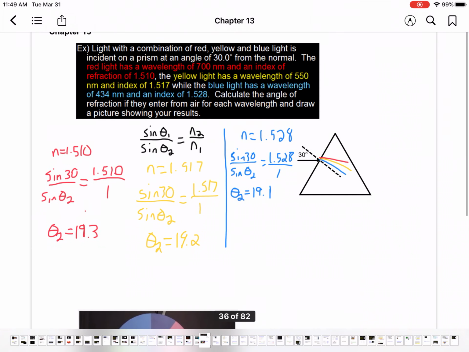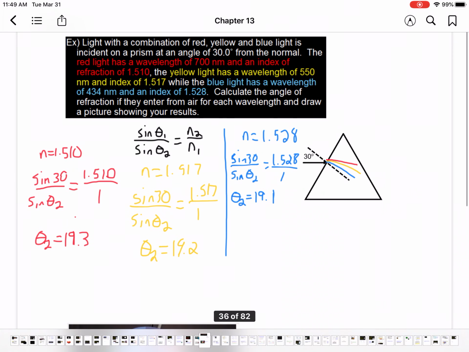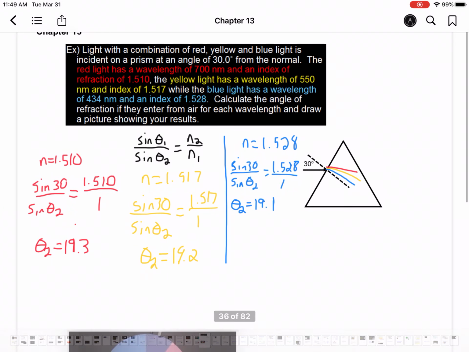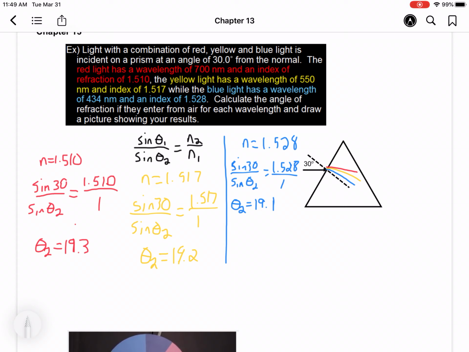All right, so let's actually talk about this. So we have light, how we actually prove this. Light with a combination of red, yellow, and blue light is incident on a prism at an angle of 30 degrees from the normal. So they're all going to be 30 degrees from normal. The red light has a wavelength of 700 nanometers, an index of 1.1, this. That's this stuff right here. The yellow light is right here, and the blue light looks like this.